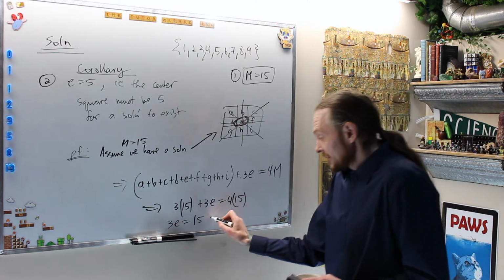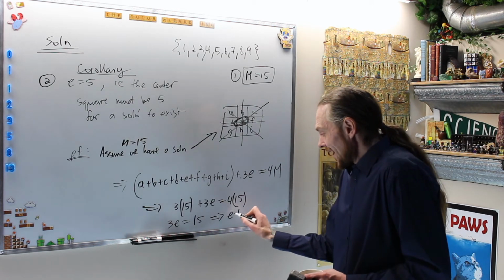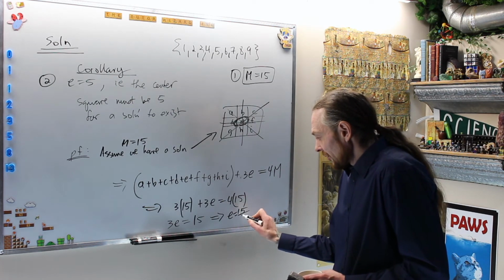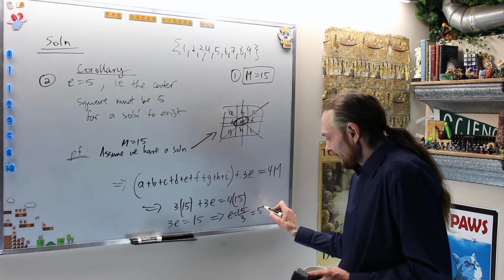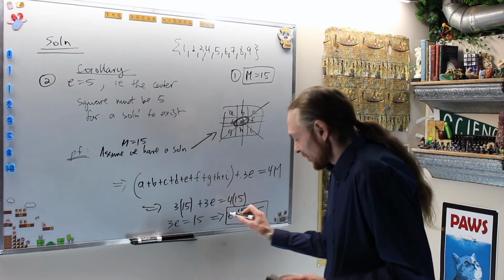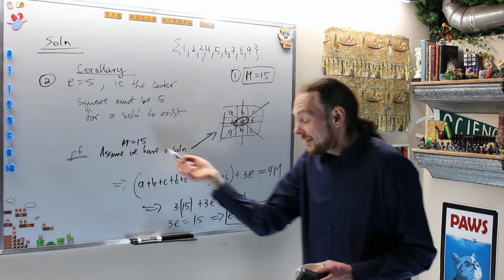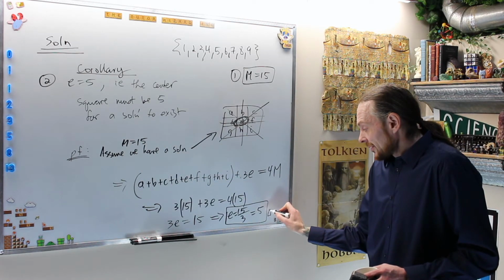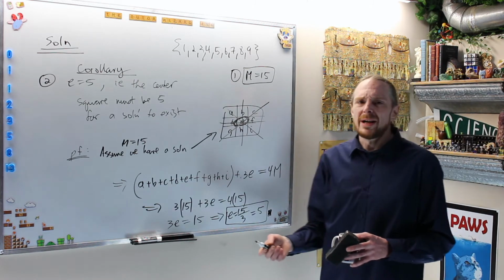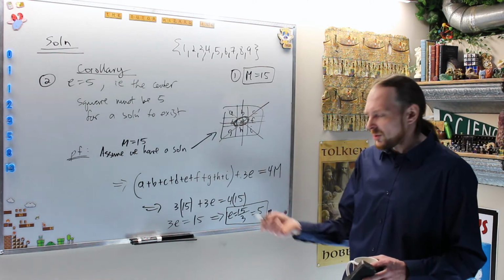And oh, there it is, drum roll. That says e has to be 15 over 3, which is 5. The center square must be 5 if there is a solution. If there's a solution and m is 15, e must be 5. QED. QED is quod erat demonstrandum, what it was that I was supposed to show.